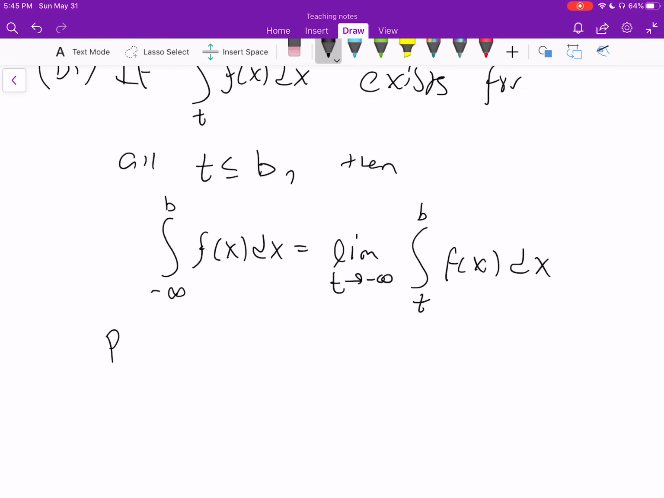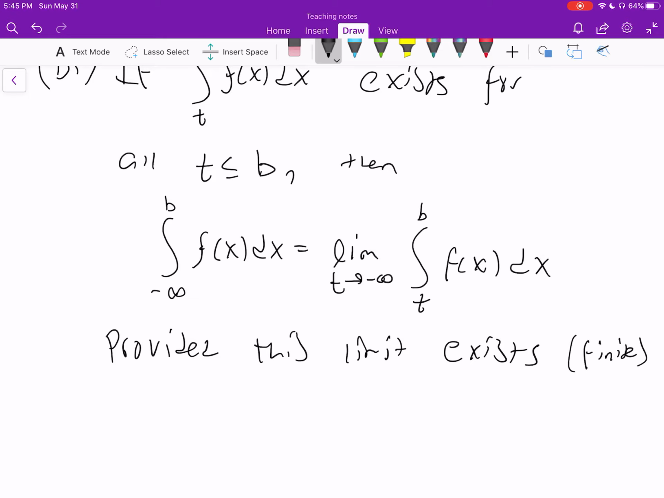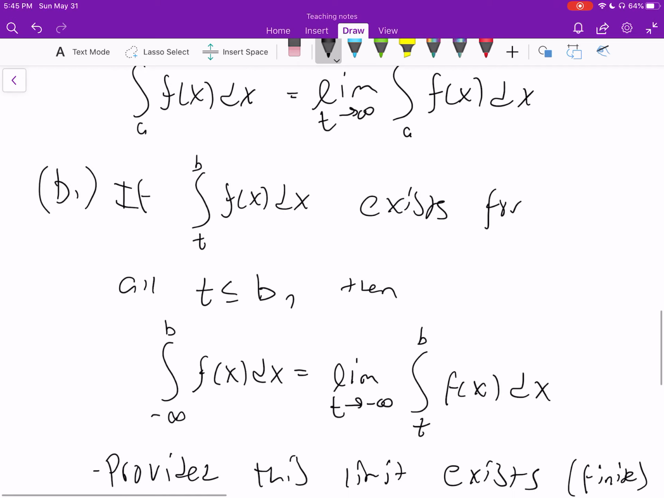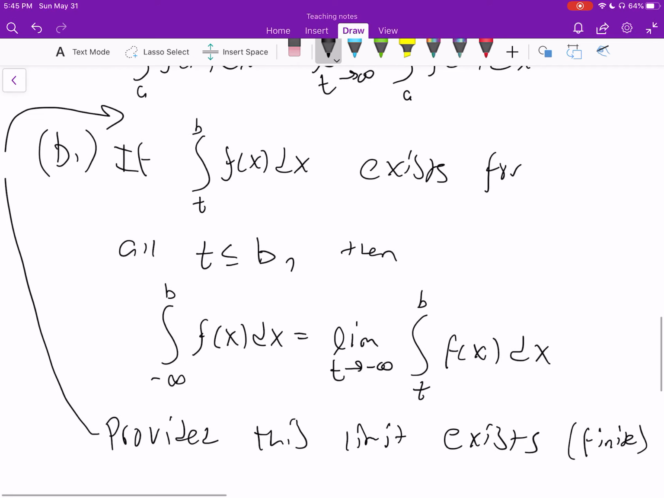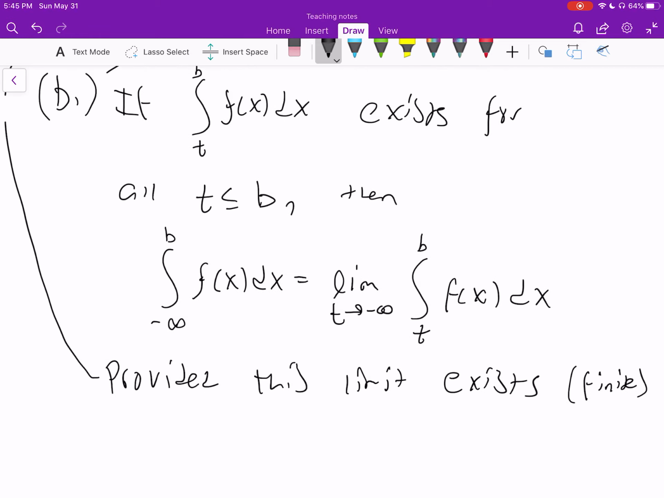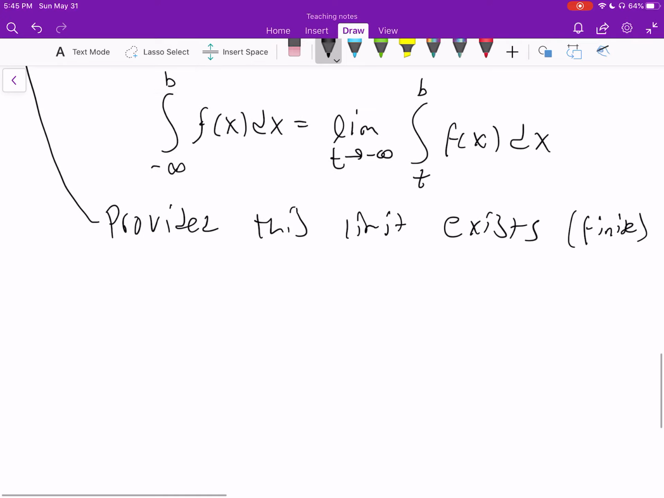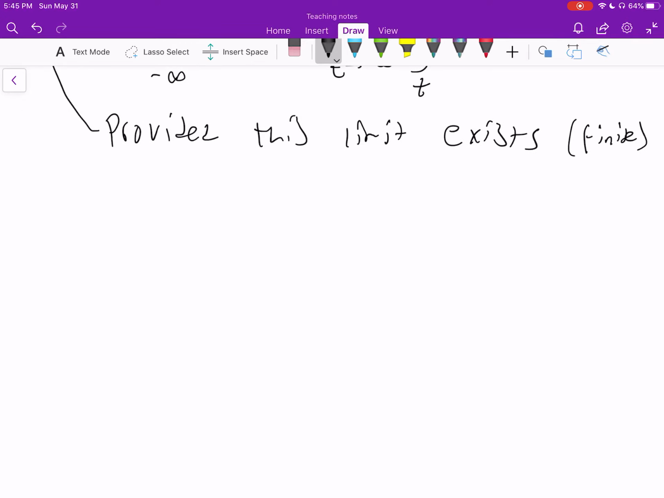And then we need to add one note, provided this limit exists and is finite. We need to add the same note up there. I dropped that. So, as long as you're getting something finite, we'll define it to be that. If you get an infinite number, we just say it diverges. Okay, so that's the next one. I'll finish off this definition. I think this will be the end of this video.